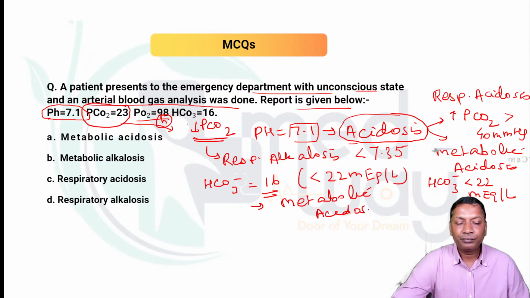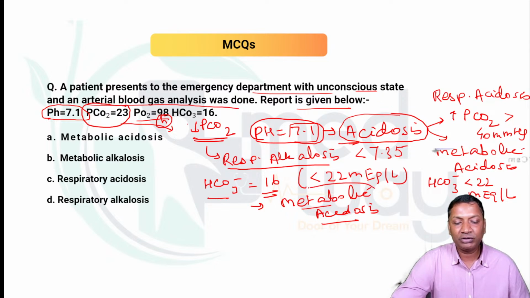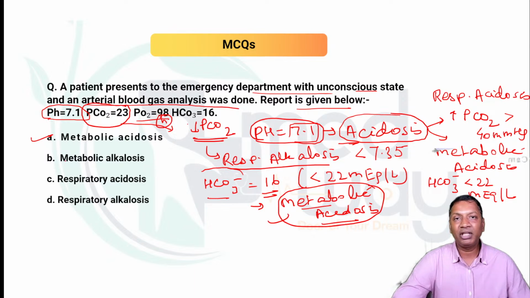Right. So we are finding here what? The pH is showing acidosis, and the PCO2 is showing respiratory alkalosis, and the bicarbonate is showing metabolic acidosis. So which one will we select? Respiratory alkalosis, or metabolic acidosis? We will select the one which is favoring the pH. The pH is acidosis. So this metabolic acidosis is matching here. So our answer will be what? Our answer is the metabolic acidosis. That is option A.